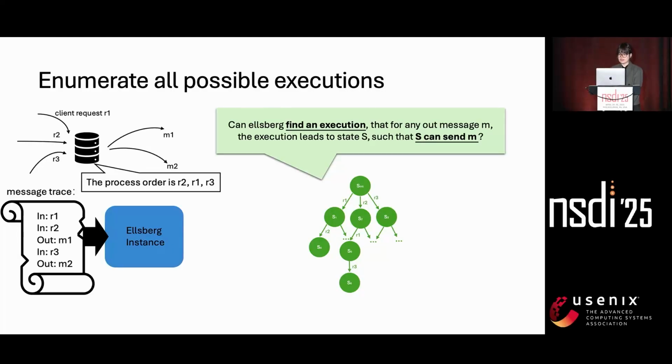For example, in this case, we need to find a path such that for both the out messages M1 and M2, there exists a state that is allowed to send the message. We start from the message M1 and check this by examining each state in the BFS procedure. And then the question is how we decide whether the message is allowed to be sent at a state.